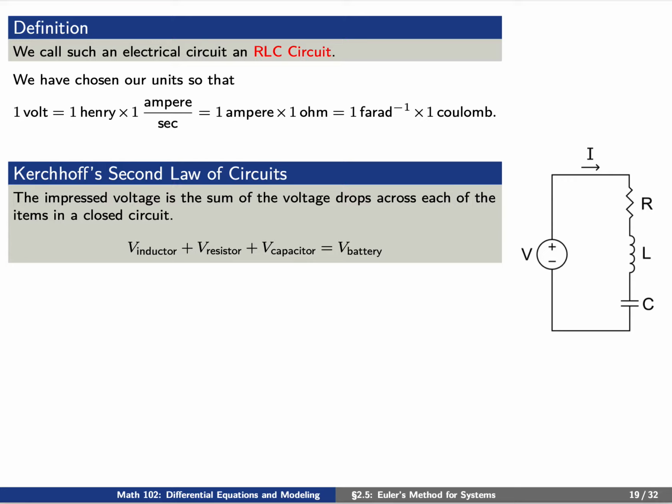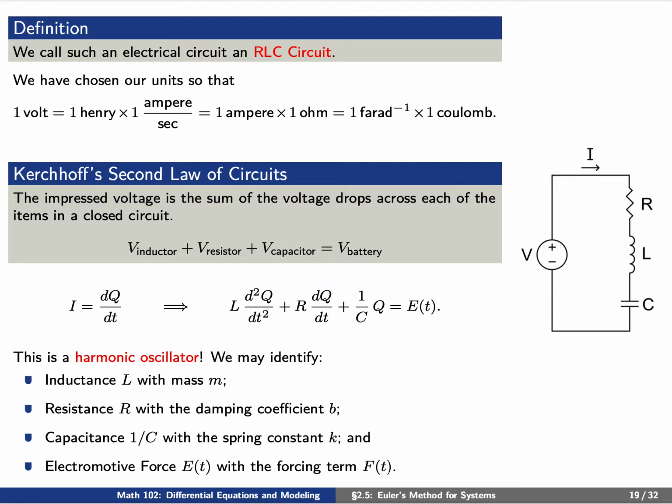If we use the various formulas on the previous screens, and also recall that the current must be the derivative of the charge with respect to time, then we find a second order differential equation that relates charge as a function of time. Well, this is, simply put, the harmonic oscillator. Here, we will identify the inductance L with the mass m of a spring mass system, the resistance R with the damping coefficient B of a spring mass system, and 1 over C, essentially the capacitance, with the spring constant K. Finally, the electromotive force, which appears on the right-hand side of this expression, will be identified with a forcing term F of t.